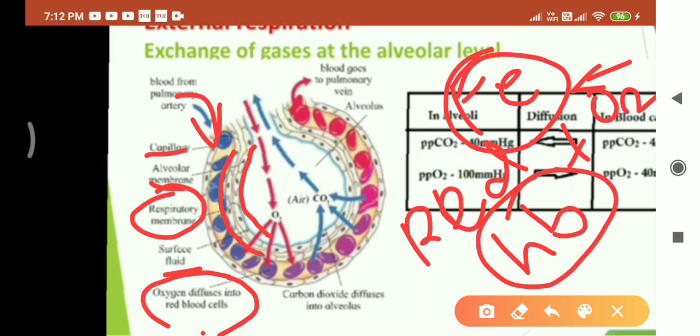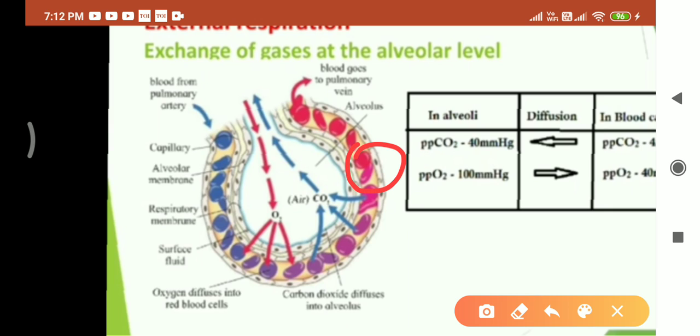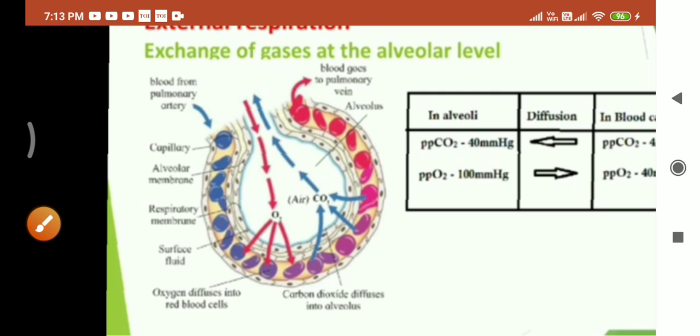So this is very important. RBCs trap this oxygen, and when the RBCs react with the oxygen, they turn red. You can see here the blood that comes in is purple or blue in color. When oxygen diffuses in and is trapped by the RBCs, it turns into red color. I hope this is clear to all.